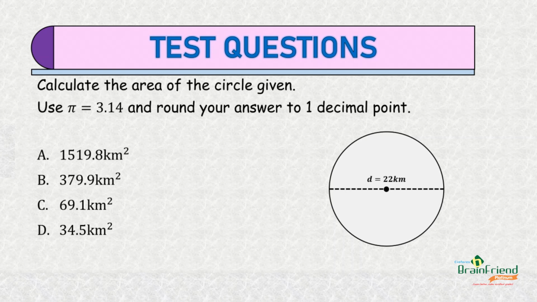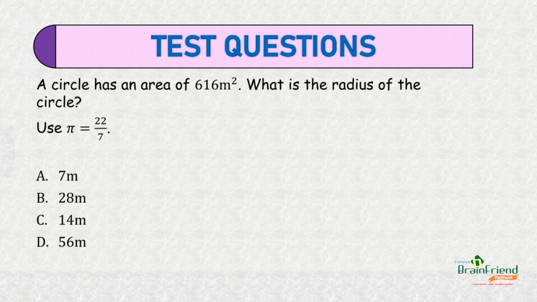The correct answer is option B, 379.9 kilometers square. Question 2. A circle has an area of 616 meters square. What is the radius of the circle? Use pi is equal to 22/7.